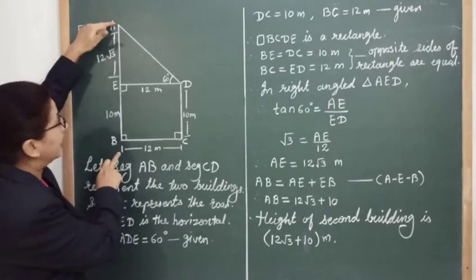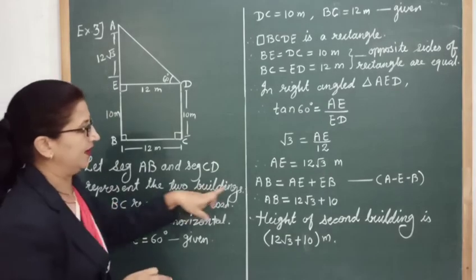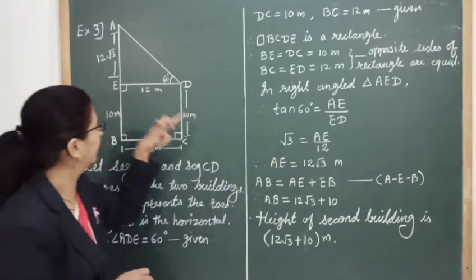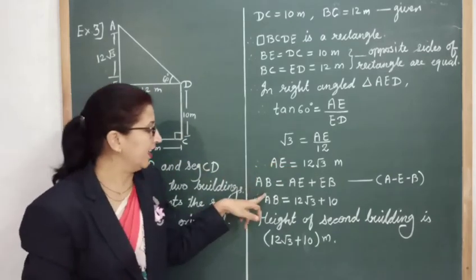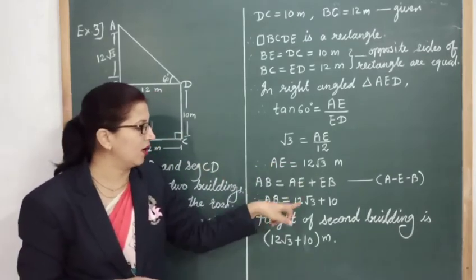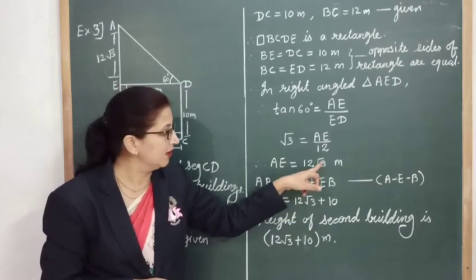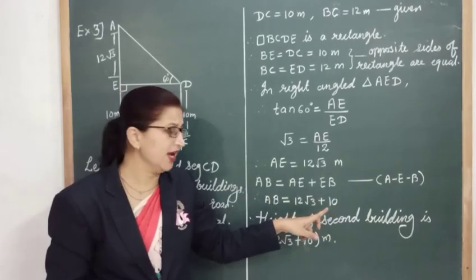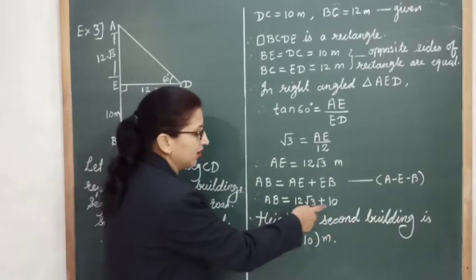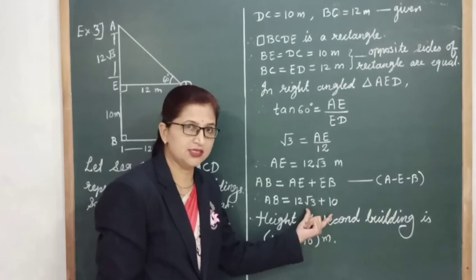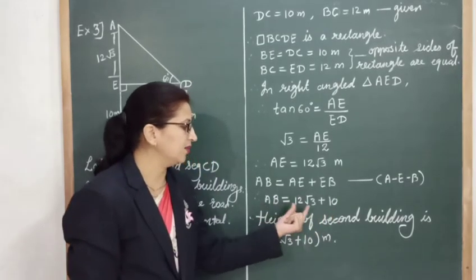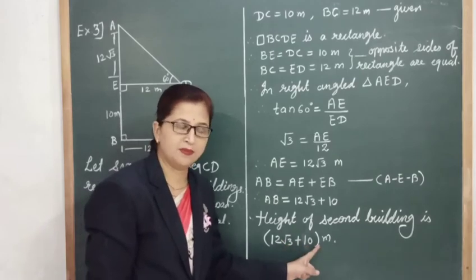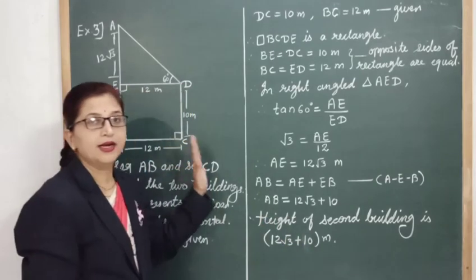This AB is nothing but AE plus EB, right? AB is equal to AE plus EB because these are collinear. Therefore AB is equal to AE, we got 12 root 3, plus this EB. EB we already know, that is 10. As these are not like terms, we cannot simplify this further. So here the height of the second building is 12 root 3 plus 10 meter. I hope it's clear to you.